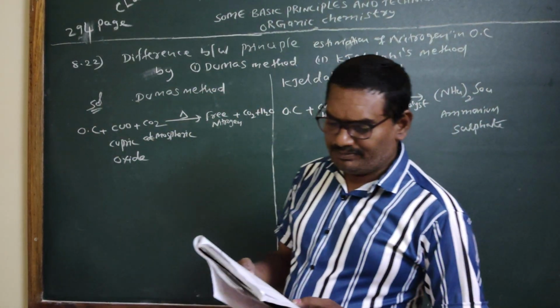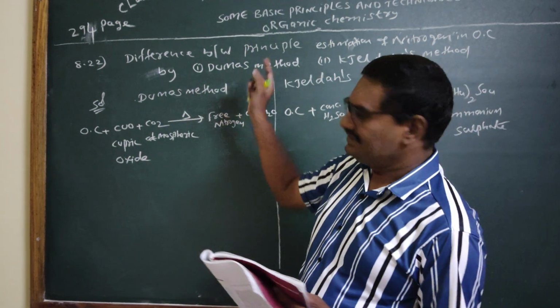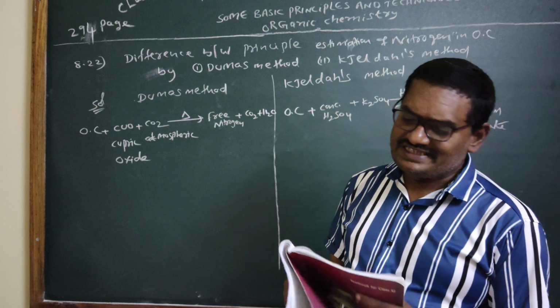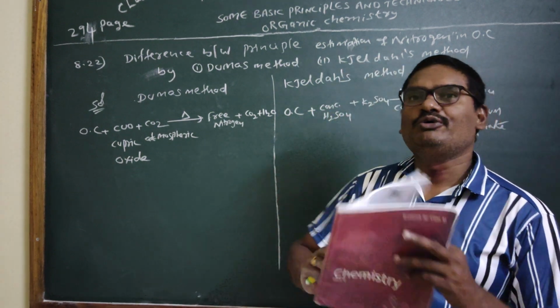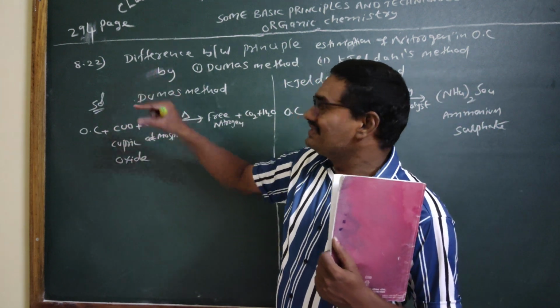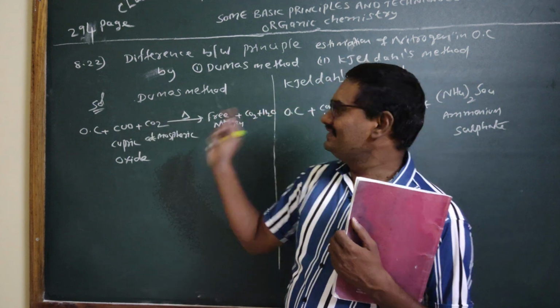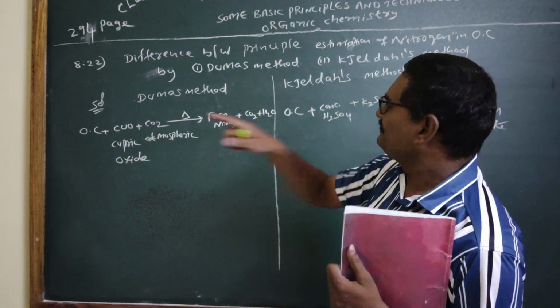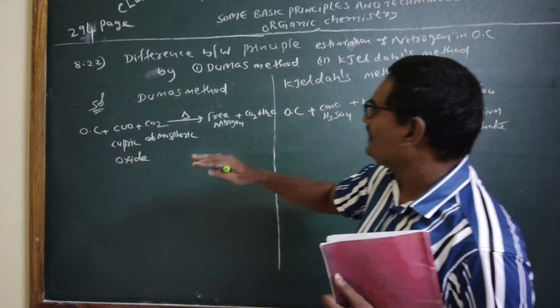Next one, 8.22. What is the difference between the principle of estimation of nitrogen in an organic compound by the Dumas method and the Kjeldahl method? So, what is the basic principle difference in the Dumas method and the Kjeldahl method? Both are used for estimation of nitrogen in a compound.